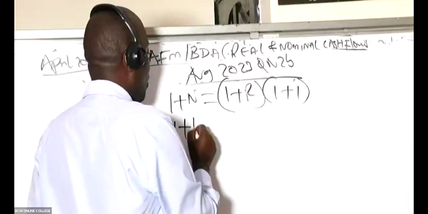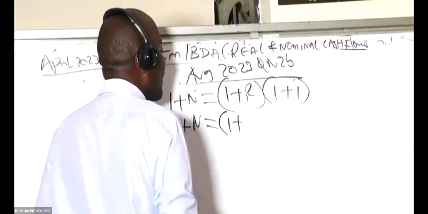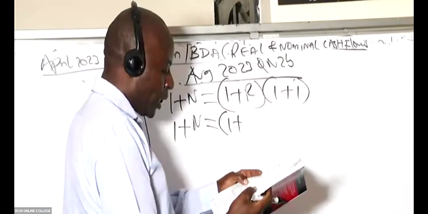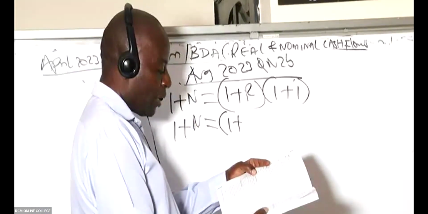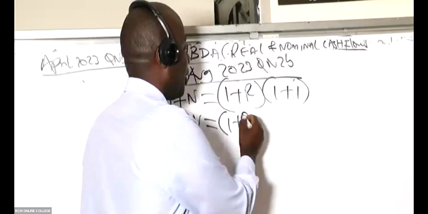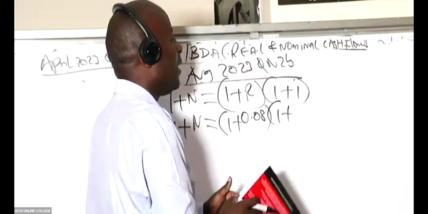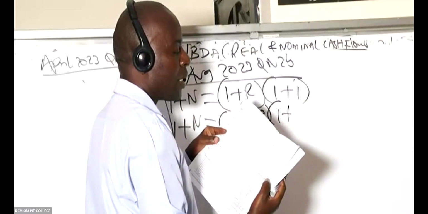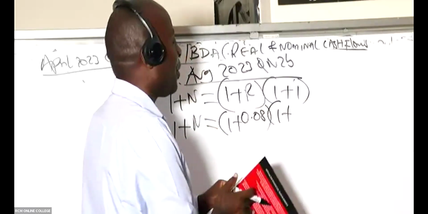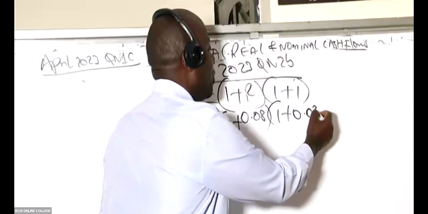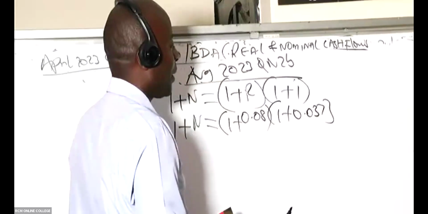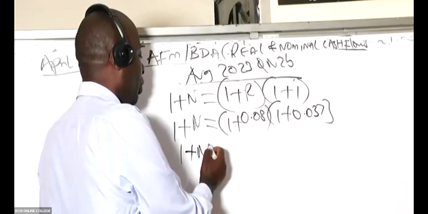So they would have said 1 plus n equals 1 plus real. The real cost of capital has been provided there. You can see real after tax cost is 8%, 0.08, into 1 plus I, where I is the general, not 6, rate of inflation, which has been given as 3.7%, 0.037. So is there somebody who can combine those two to give me 1 plus n?